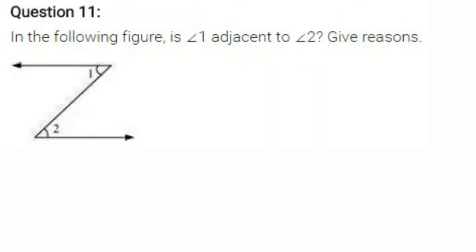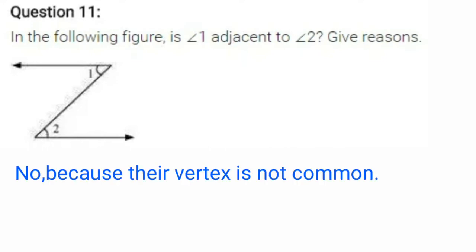Now come to your question number 11. In the following figure, is angle 1 adjacent to angle 2? Give reasons. It is no. Angle 1 and angle 2 are not adjacent because their vertex is non-common.